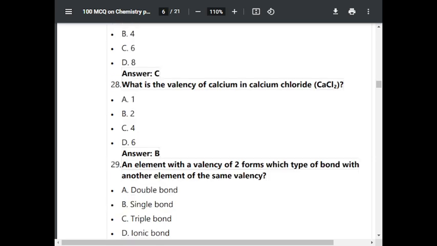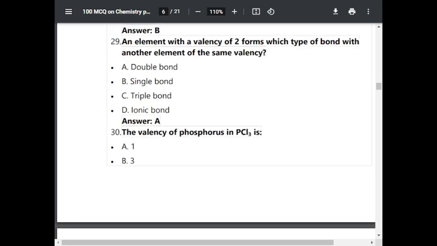Question number 28. What is the valency of calcium in calcium chloride, CaCl2? Options are A 1, option B 2, option C 4, option D 6. The correct answer is B, 2. The valency of calcium is 2. Option B is correct.